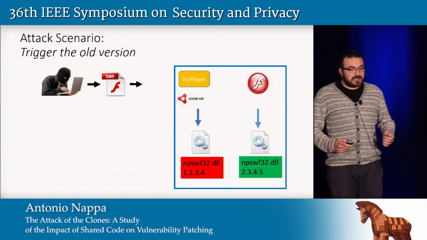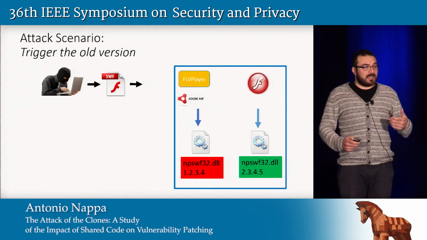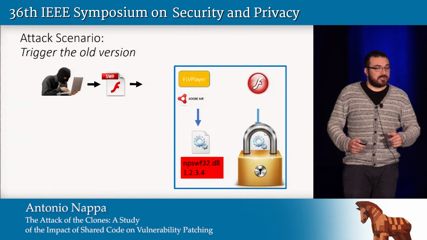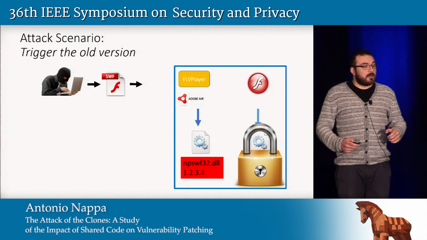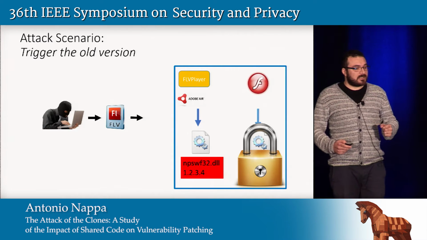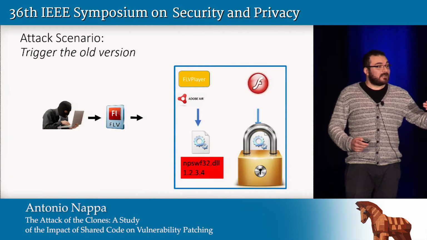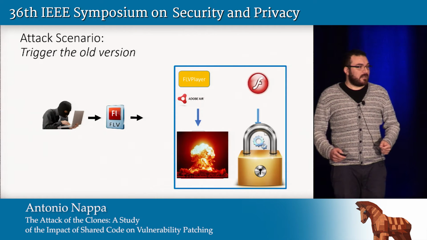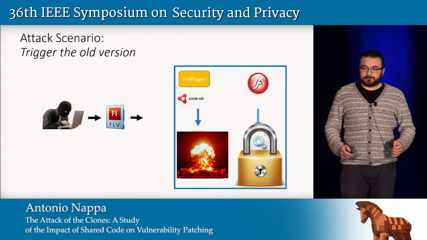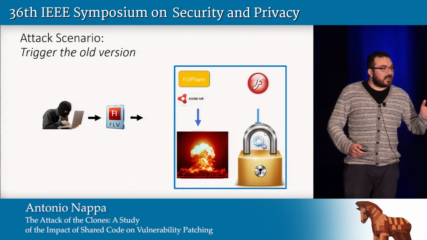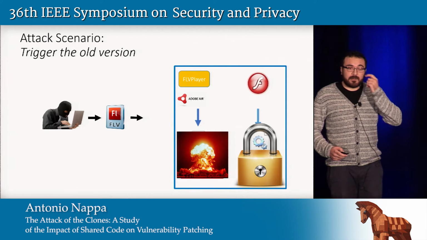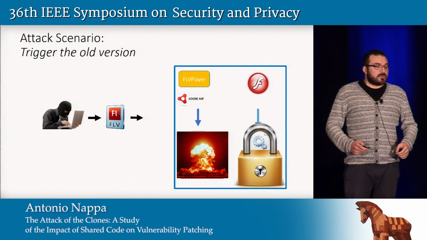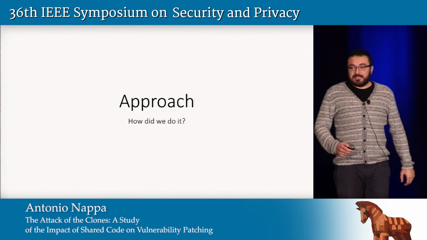If the attacker sends the user an SWF file, this will hit the Flash player that is patched, so nothing is going to happen. But what happens if the attacker sends an FLV file that is automatically associated with the FLV player? I let you imagine what can happen. Basically, it can get exploited. We have also another attack, and I suggest you check the paper, because we didn't have time to explain it here. So let me show you how we did this study.